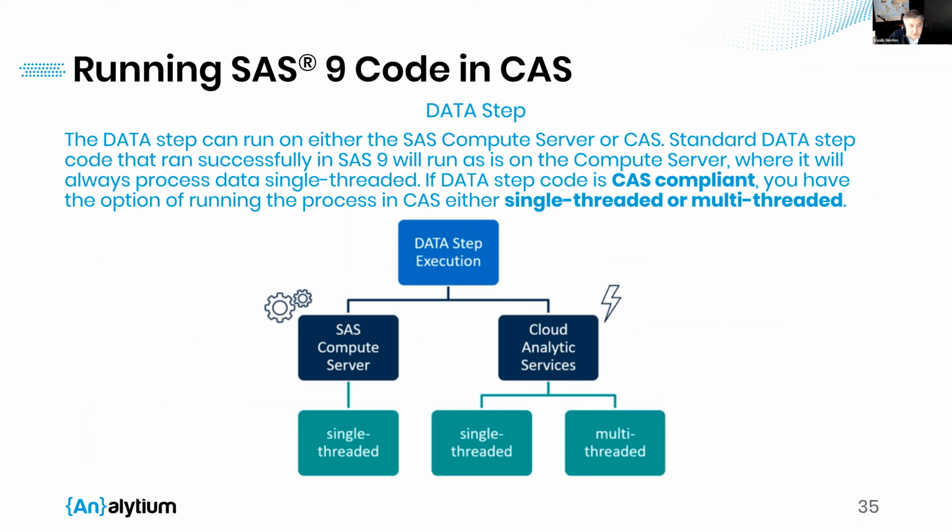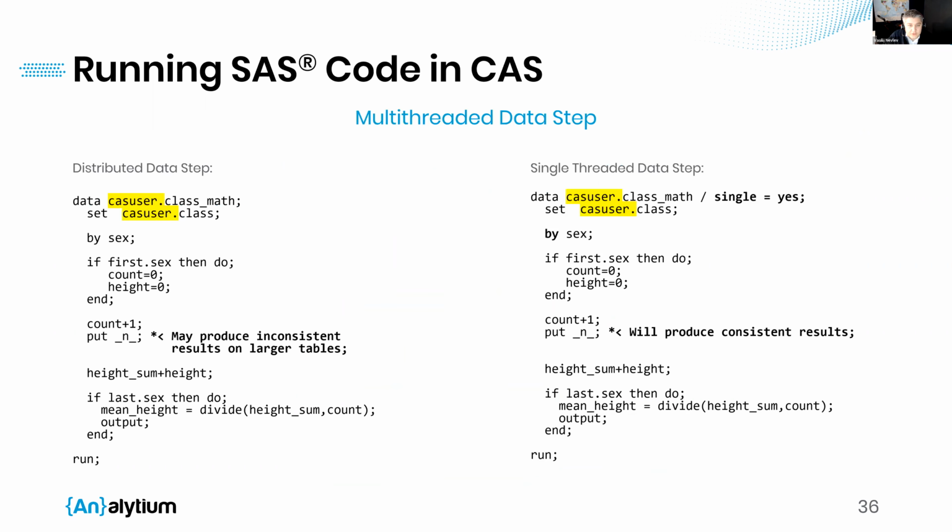For the data step execution, if your data is stored in SAS 9, the SAS compute server, it's always going to be single-threaded. Cloud Analytic Services is going to be single-threaded or multi-threaded. It's up to you how you would like to do it. By default, it's always going to be multi-threaded. It will break it up into pieces. I have another slide that shows a concrete example, but you could also force it to go single-threaded.